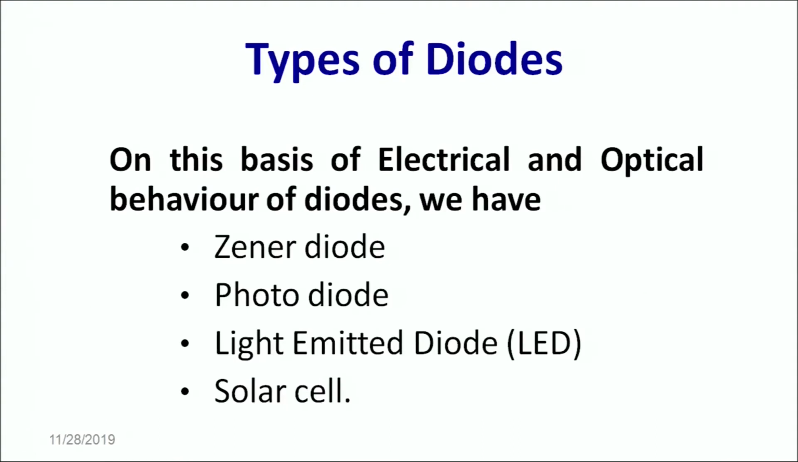A simple PN junction diode is what we have discussed in the previous lecture. Now, on the basis of the electrical and optical behavior of the diodes, we have 4 different kinds of diodes which we are going to talk about: a Zener diode, a photodiode, a light emitting diode and a solar cell.